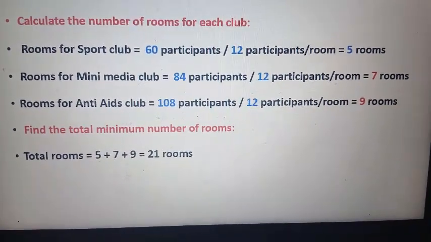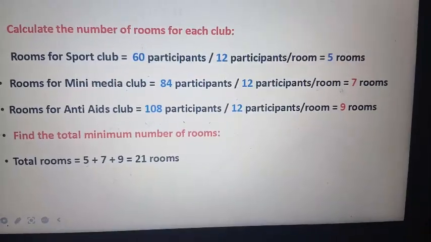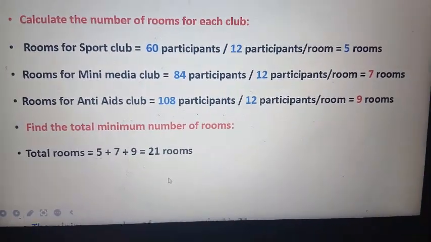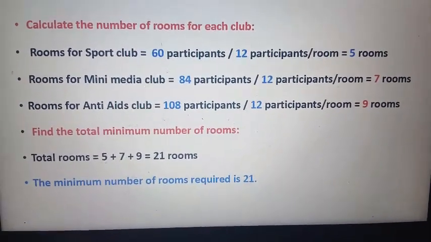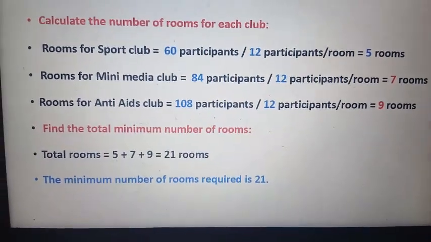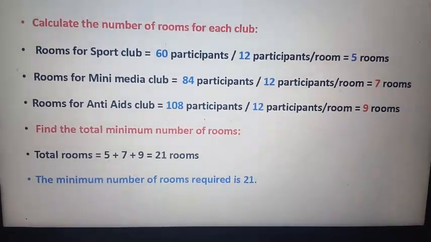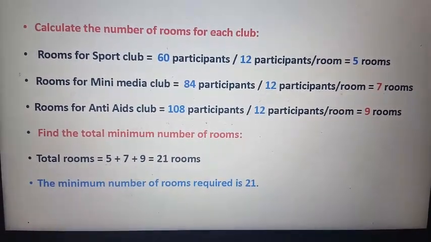5 plus 7 plus 9 is 21. Therefore, the minimum number of rooms required is 21. This is all about today's lesson. Thank you for watching.